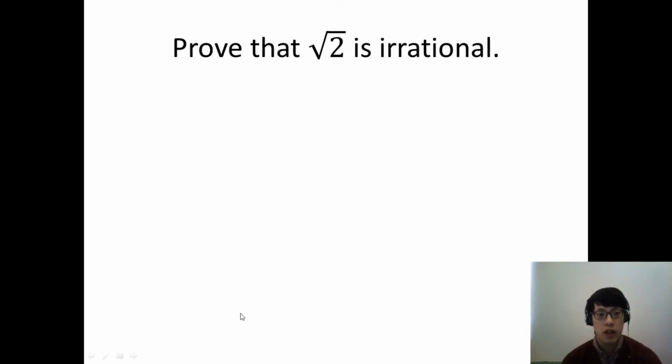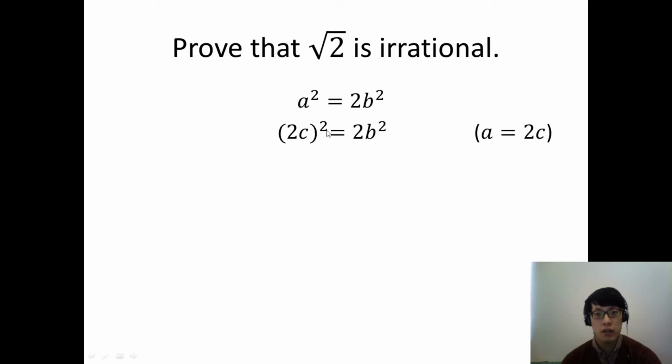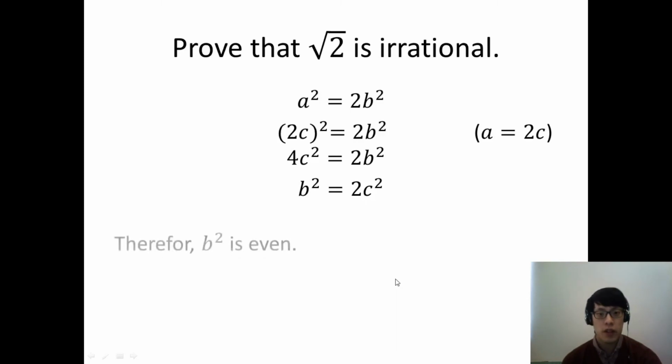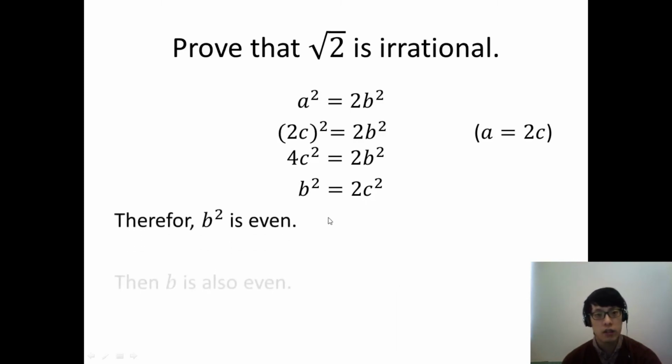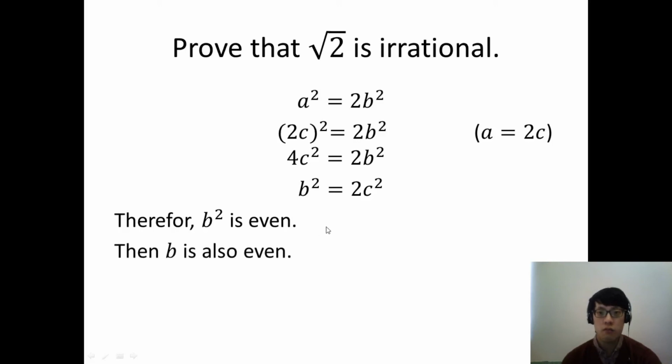Now we substitute a equals 2c into the original equation and we get (2c) squared equals 2b squared. Squaring the bracket, we get 4c squared equals 2b squared. We divide both sides by 2 and get b squared equals 2 times c squared. That's the same as before, so b squared is even and therefore b is even. Now what we get is that a is even and b is even.